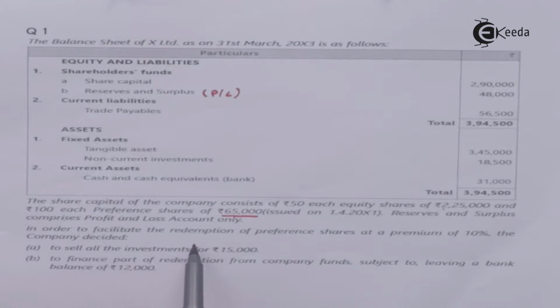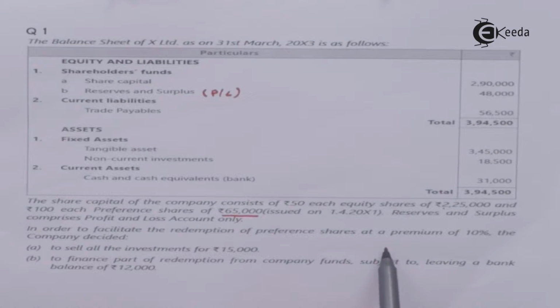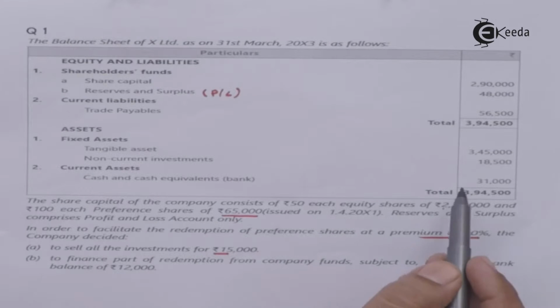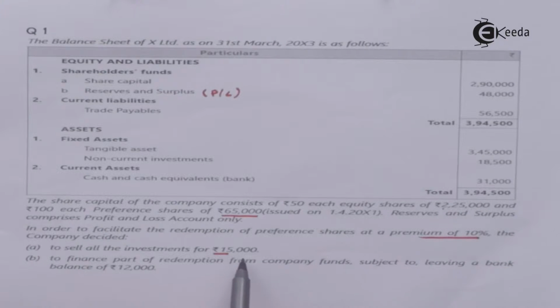In order to facilitate the redemption of preference shares at a premium of 10%, the company decided to sell out the investment for rupees 15,000. Look at the investment book value, 31,000. At what price it will be sold? 15,000. That means there will be a loss, and that loss we will debit to profit and loss account. Okay, so that we will see.